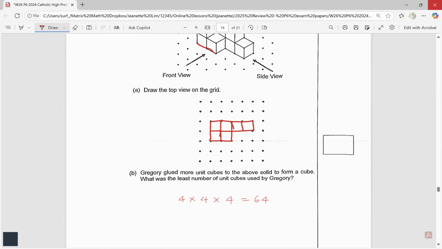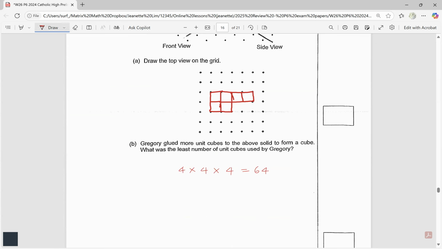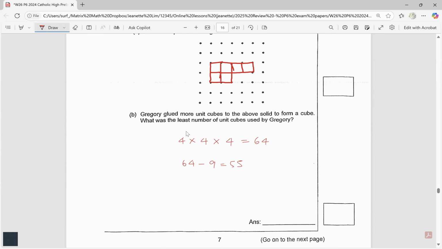You need a total of 64, but he already has 9. So how many more does he need? 64 minus 9. Yeah, answer 55. He needs at least 55 more cubes.